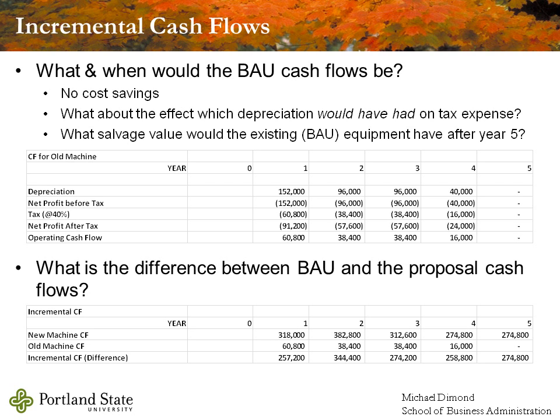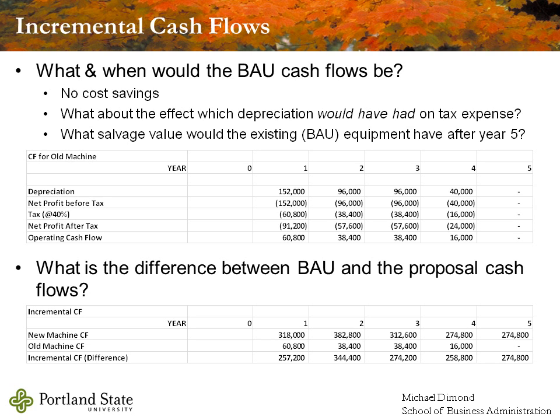If we do not choose to engage in this project, we're still going to have the old depreciation to deal with. When we tax that loss at the 40% rate for each year, we get the numbers shown. Our net profit after taxes is as shown, and our operating cash flow takes that depreciation and adds it back to the net loss. So $152,000 plus the negative $91,200 in the first year gives us an operating cash flow of $60,800. Second and third year would have $38,400, and the fourth year would have $16,000.